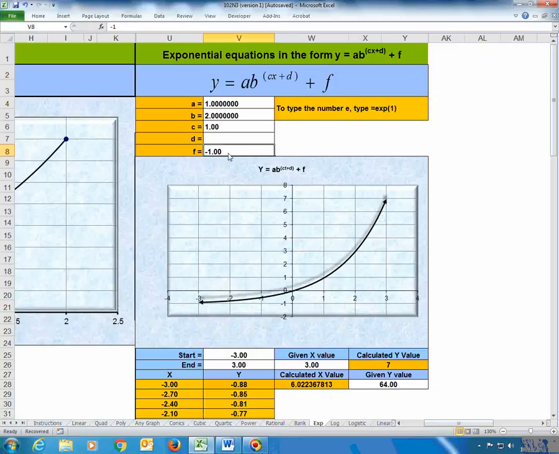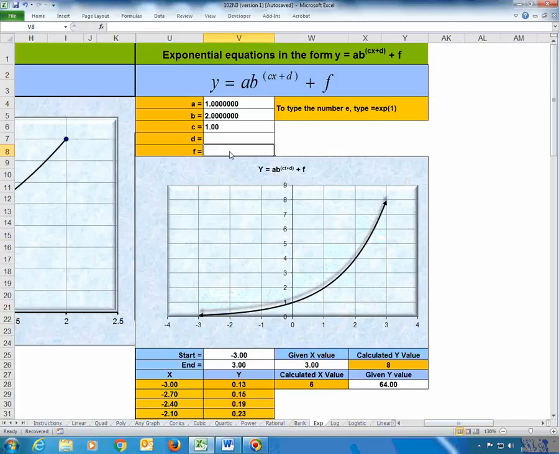Exponential growth. And let me just delete a couple things here to make it a real basic function. So this is y equals 2 to the x right here, because this is y equals 1 times 2 to the 1 times x, which is x. 2 to the x is what this function is.